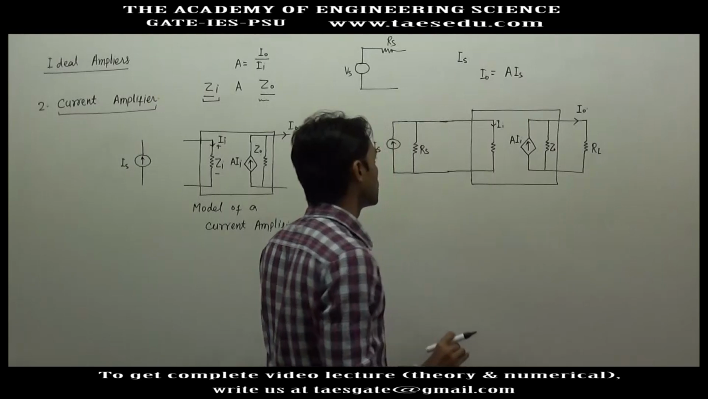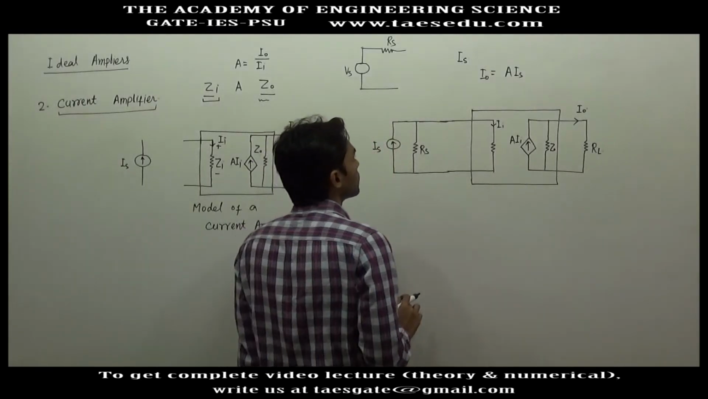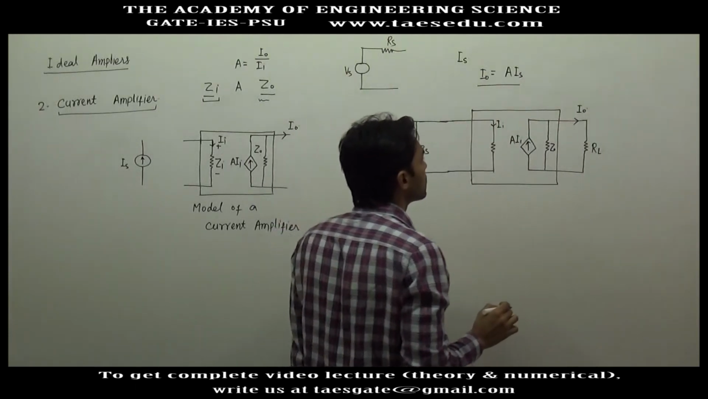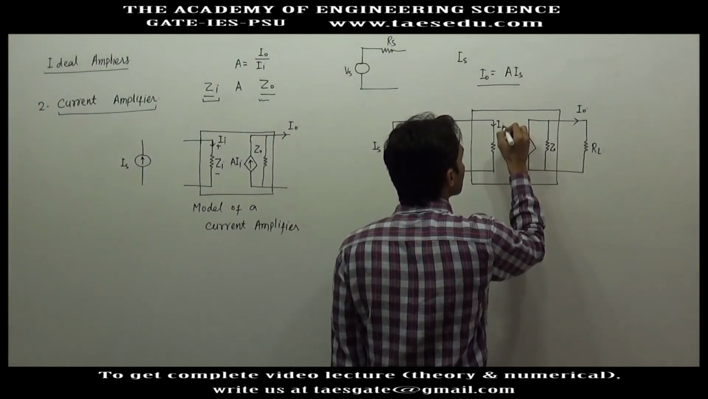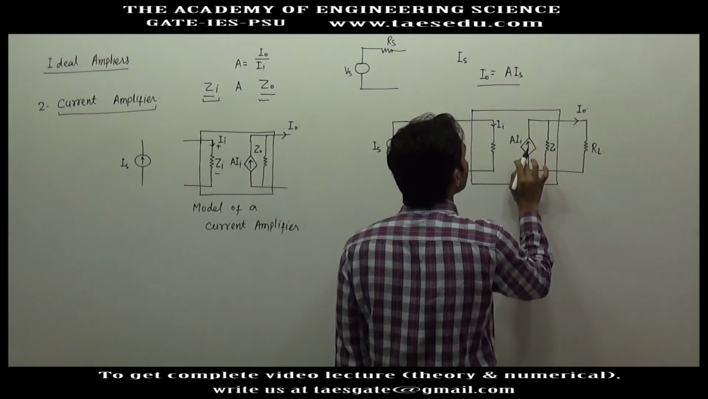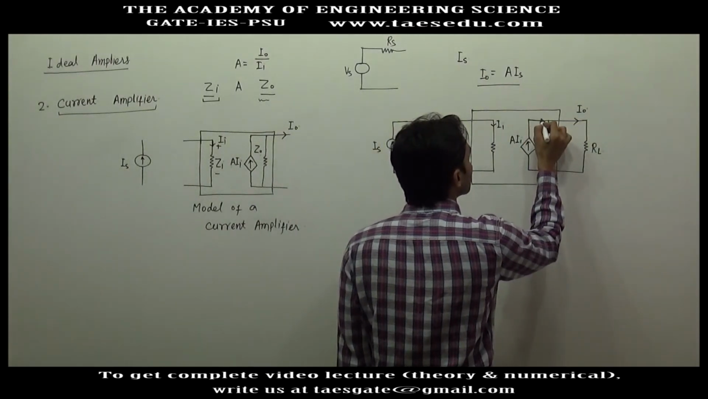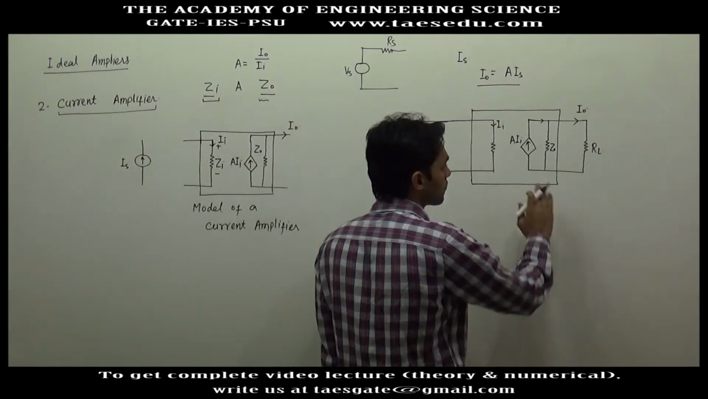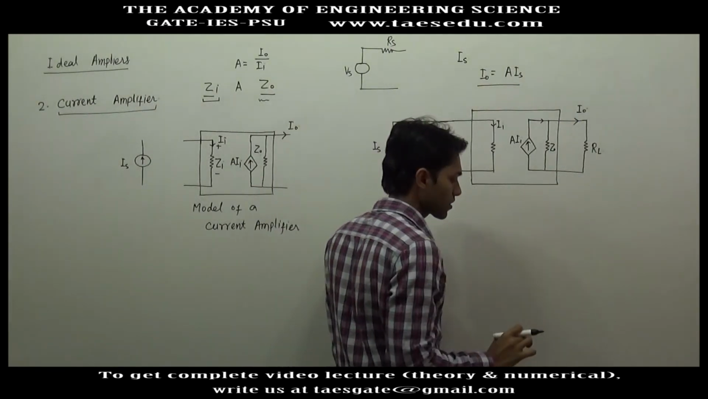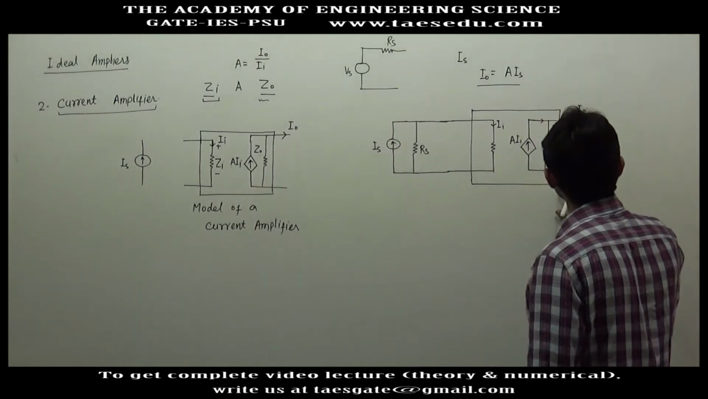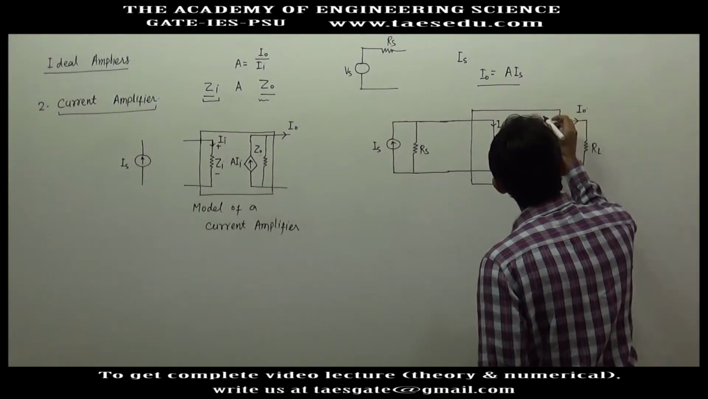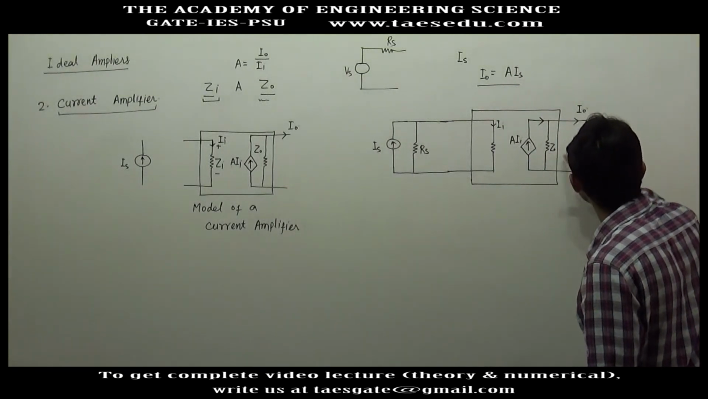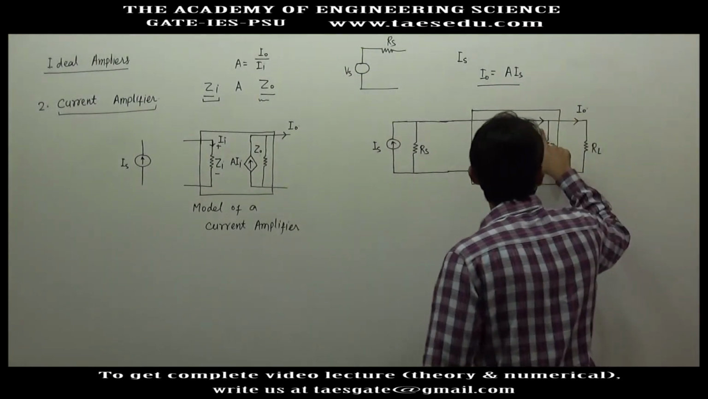So first, talking about input impedance. If you want the expected result, what should be the current here? The current should be A into Is. Or first talk about the output side. Whatever is the current here, this current is going to be divided into the output impedance and the load resistance.